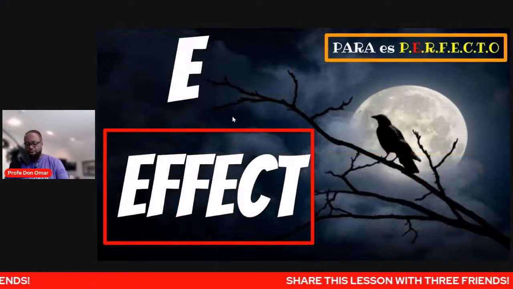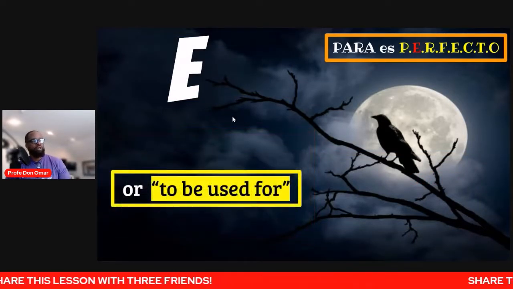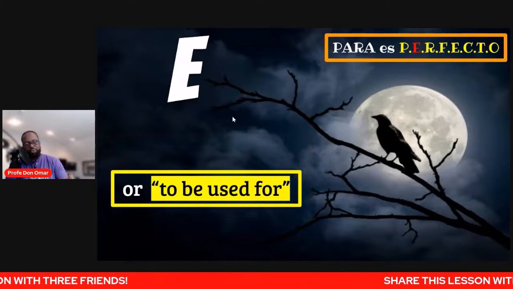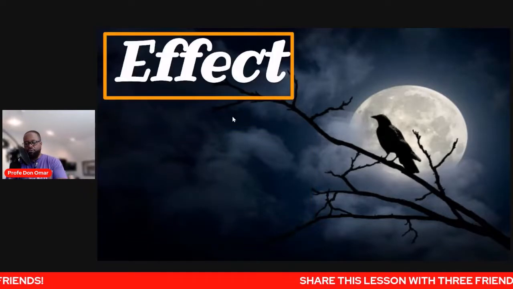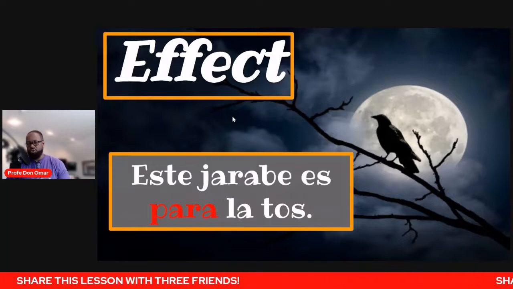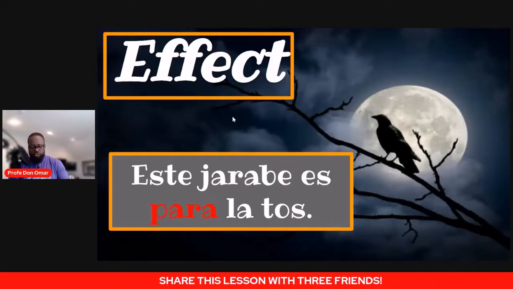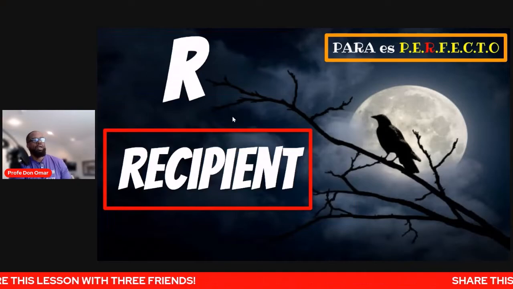Y ahora tenemos la letra E, in effect, right? Significa to be used for. Mira el ejemplo. Este jarabe es para la tos. This cough syrup is for a cough. It's used for, right?